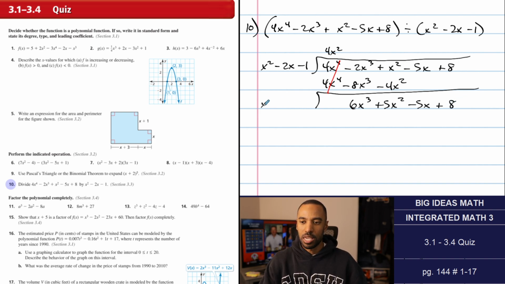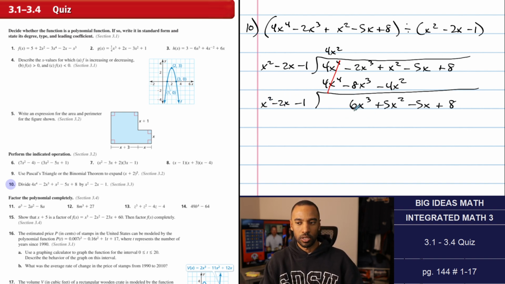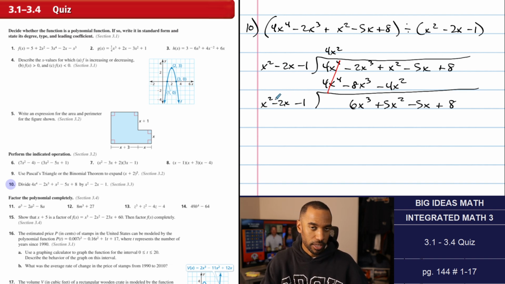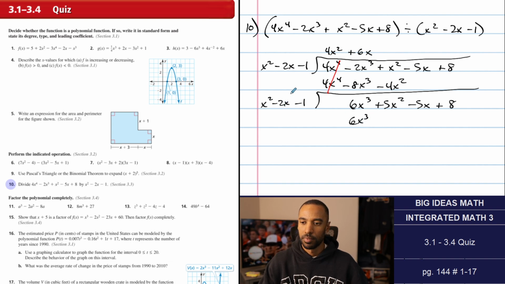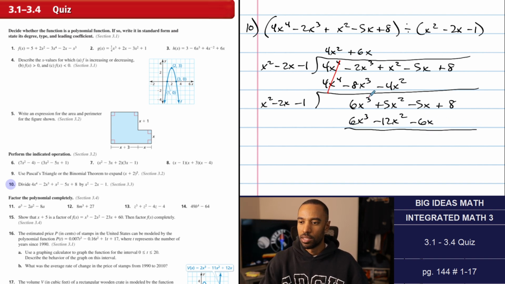Okay, let's do it again. Let's keep going until we cannot put x squared into any term. That means that you have a degree lower than 2 over here. And if anything remains, that will be the remainder, which I fully expect. X squared goes into 6x cubed 6x times. X squared times 6x is 6x cubed. Negative 2x times 6x is negative 12x squared. Negative 1 times 6x is negative 6x. Let's subtract the result. These go away. 5x squared minus negative 12x squared is 17x squared, because of course it's addition. This is also addition, and you get 1x, and you bring down the 8.